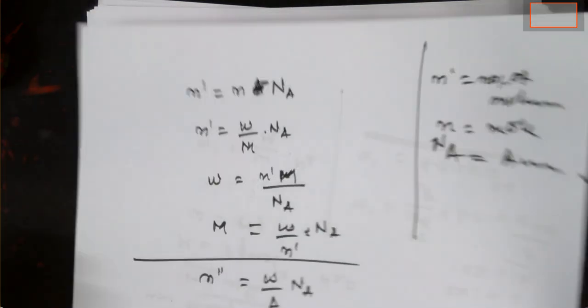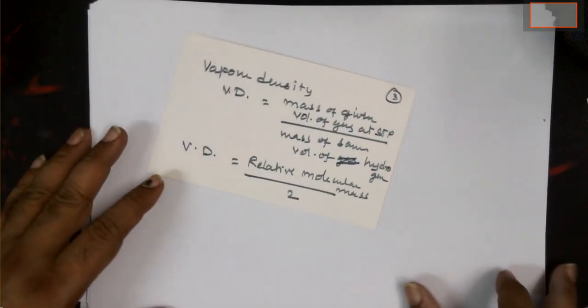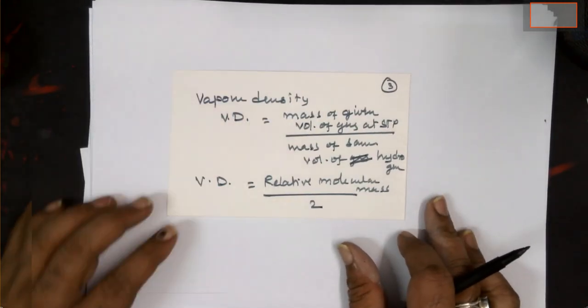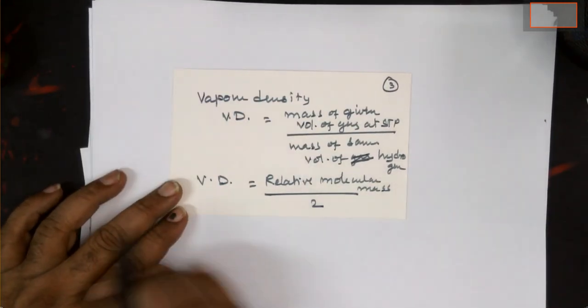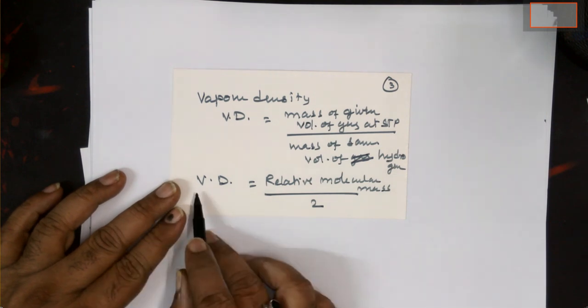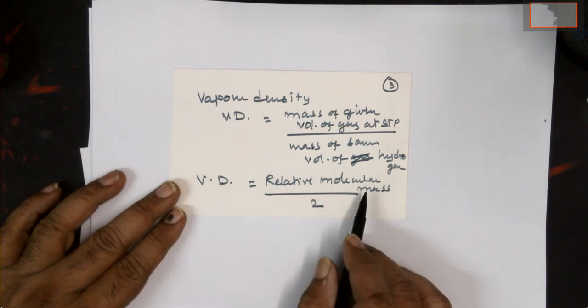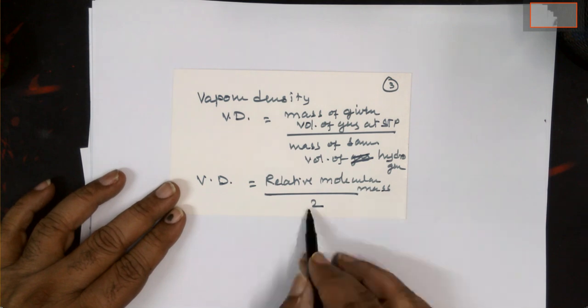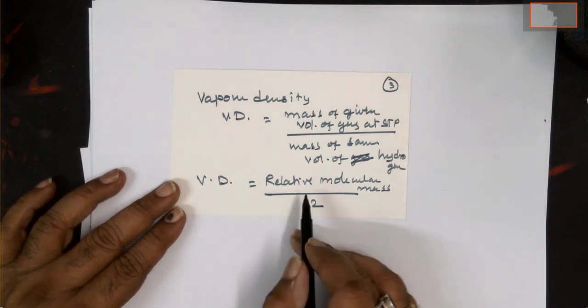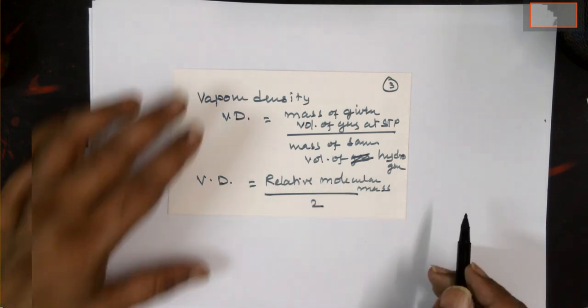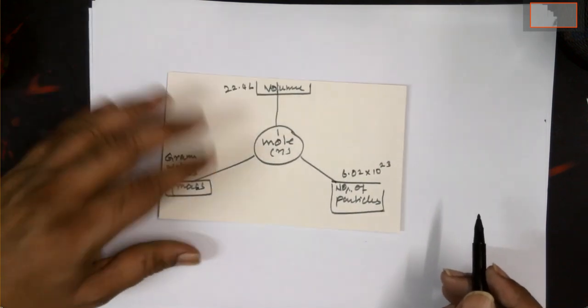Then we have the vapor density. Vapor density is nothing but the mass of a given volume of gas at STP divided by the mass of the same volume of hydrogen. And vapor density is also given as the relative molecular mass divided by 2. Therefore relative molecular mass is nothing but 2 into vapor density. Okay, you can make use of that formula also.